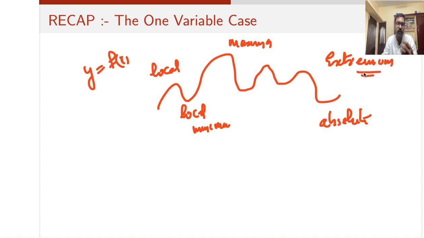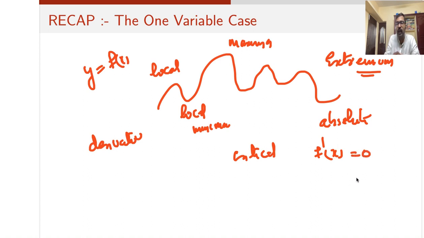Now let us quickly recap the method which was used to find the maximum and minimum. You used the derivatives. Suppose you have a function y is equal to f of x. First you will find the critical points. The critical points are points where the first derivative is 0. You take f dash of x and equate it to 0 and you get a value of x. Such values of x are called the critical points, which have the possibility of being a maximum or minimum value.